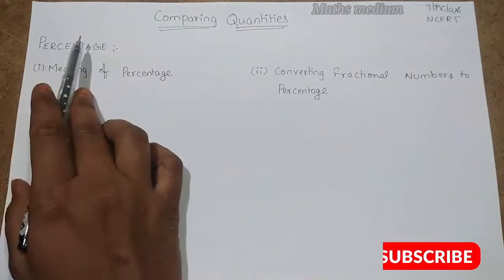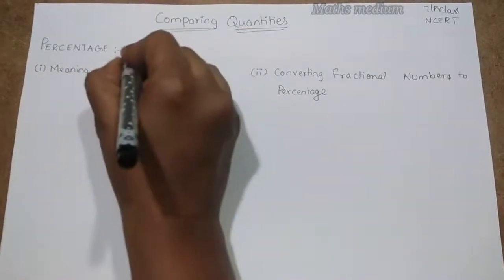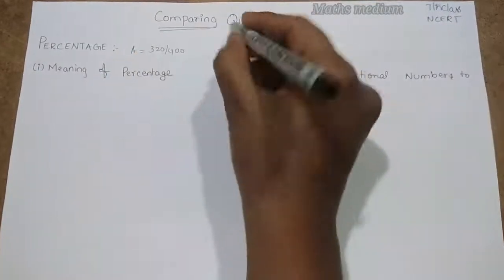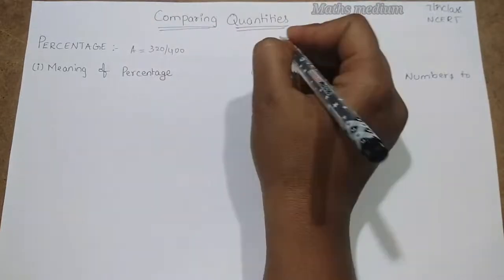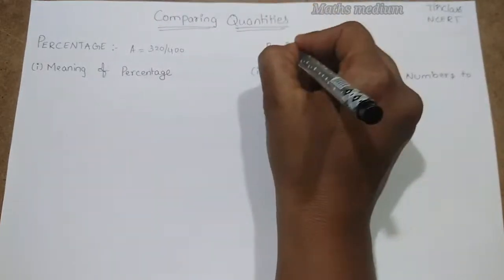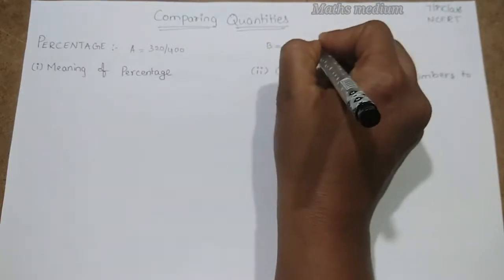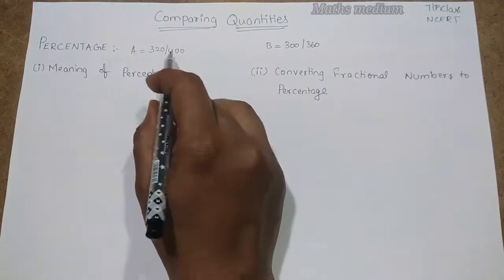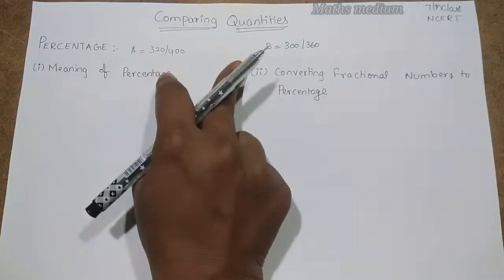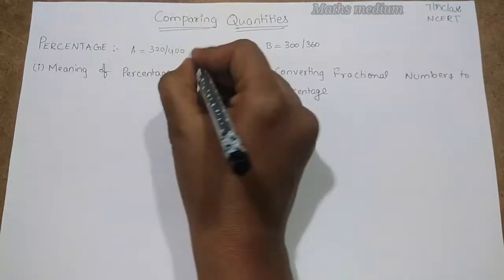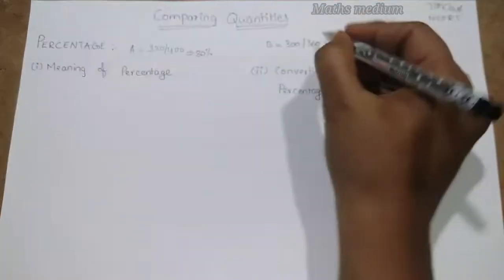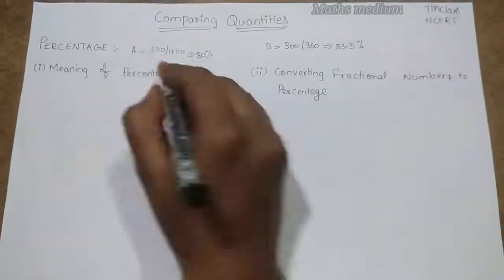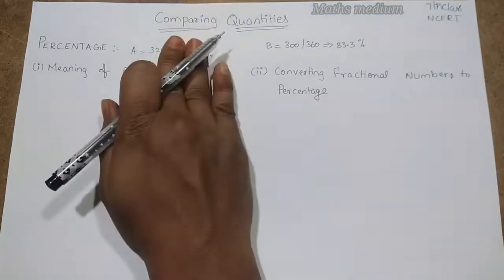First of all, what is a percentage? If you take two examples, like A got 320 marks out of 400. Here B got 300 marks out of 360. So which one is greater? We cannot say easily, because we have to take the percentages. So if you solve this, A got 80% of marks. Here B got 83.3% of marks. See, in marks 320 is greater.